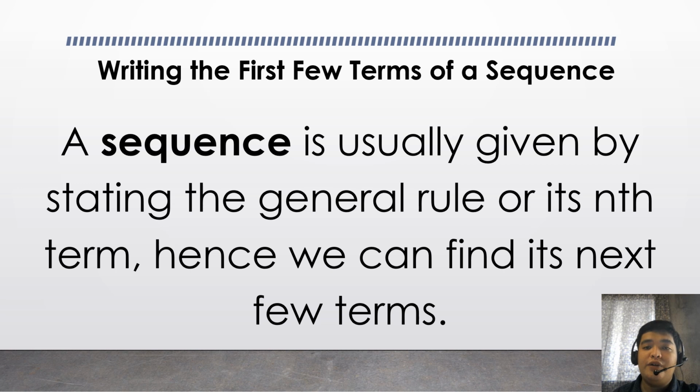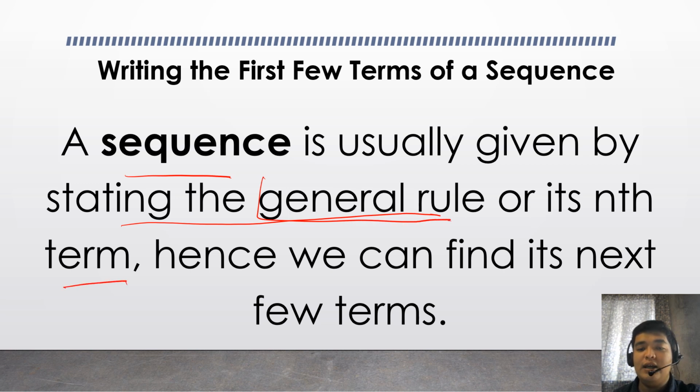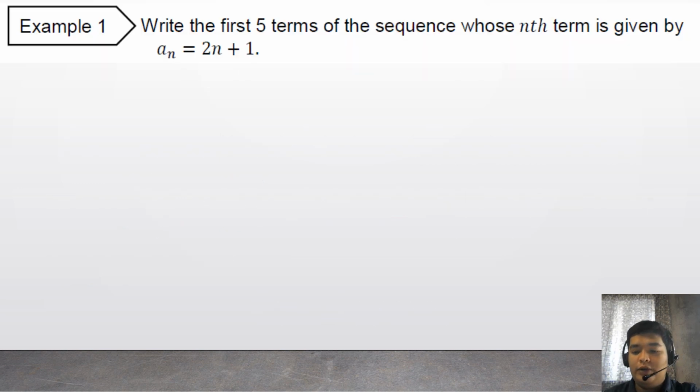Okay, writing the first few terms of a sequence. A sequence is usually given by stating the general rule or its nth term. Hence, we can find its next few terms. Okay, so let's check our understanding using example 1.